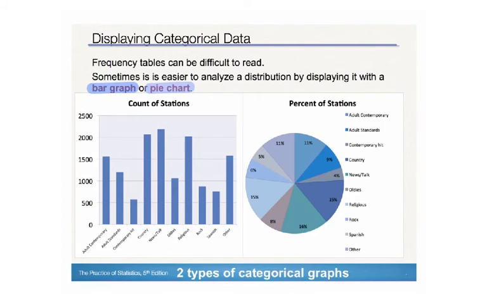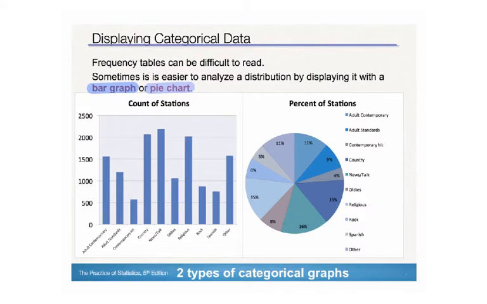All right, so here's two types of displays for categorical data, and you're familiar with both of these. There's a bar graph, and again, notice these are the categories along the x-axis. The y-axis typically will tell you, it looks like in this case, the number of people that have chosen these types of stations, and sometimes it will give you the percentage. We know this is not the percentage because it goes above 100.